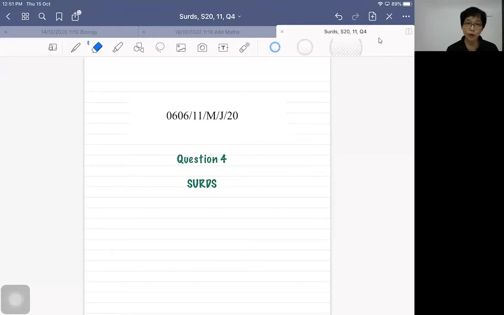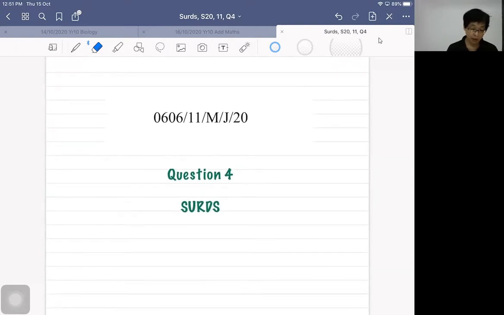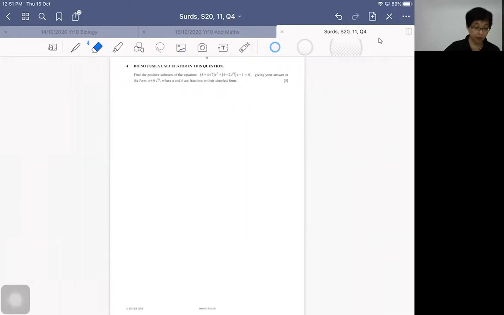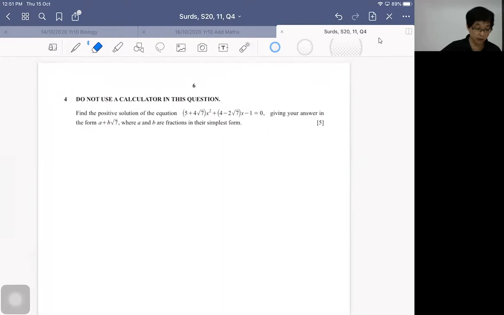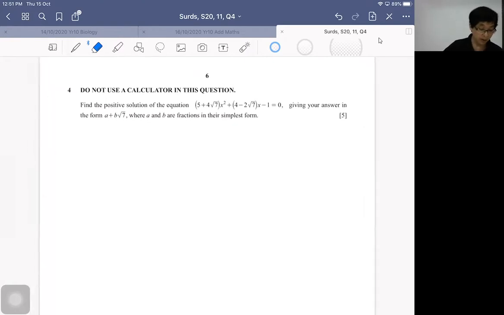Hi students, we are going to look into the one question on this topic, which is taken from this paper, Summer 2020, paper 1-1, question 4. This is the page, how the question paper looks like. It comprises only 2 sentences, with the instruction, do not use a calculator in this question. Total mark allocated, 5 marks. Let's proceed reading the question.